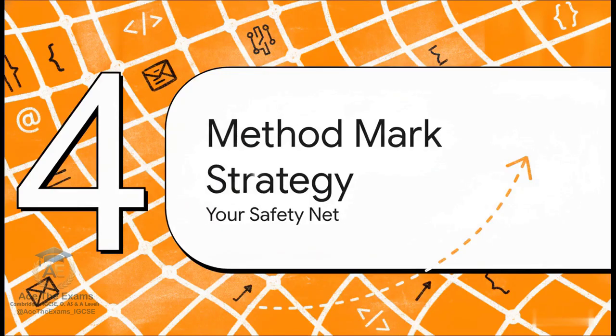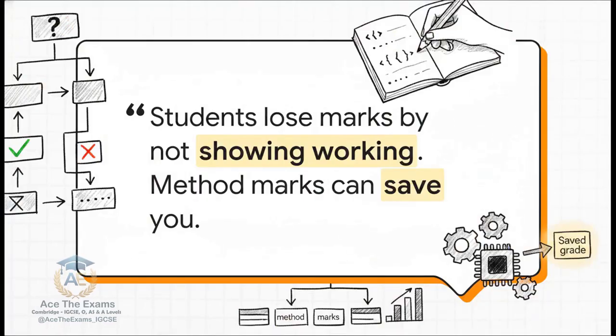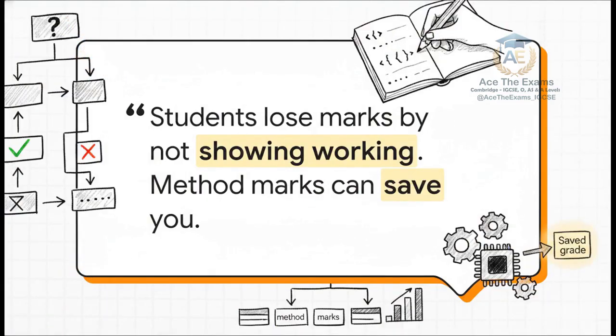Section 4, the Method Mark Strategy. This is the official safety net you absolutely must utilize. This examiner alert is arguably the most vital takeaway of this entire explainer. Students lose marks by not showing working.